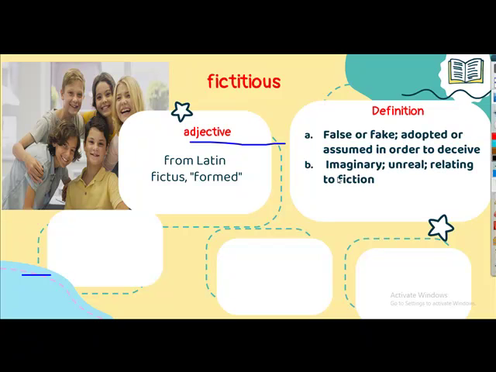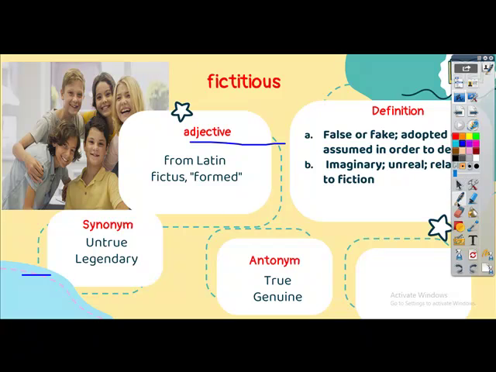Imaginary, unreal, relating to fiction, like the unicorn. Unicorns are imaginary creatures. So, fictitious means untrue, legendary, okay? Or the antonym can be true or genuine. I love this word genuine. It's very expressive and amazing.